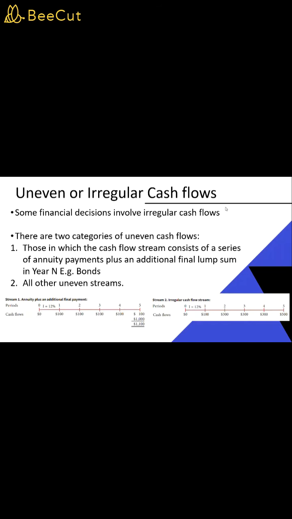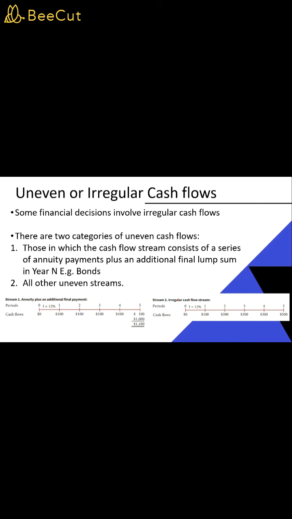Now, up till now in this lecture, we've been seeing regular cash flows, but sometimes, if we make a timeline, for example, there are certain financial decisions that involve irregular cash flows. What irregular cash flows means is that, let's say you have a timeline of 3 years, the amount of cash inflows or outflows is not the same year to year.